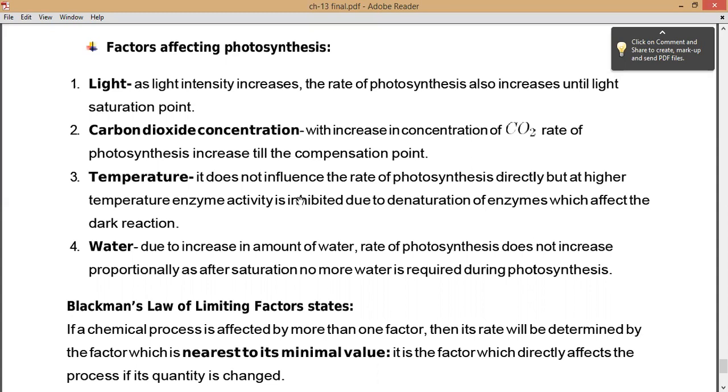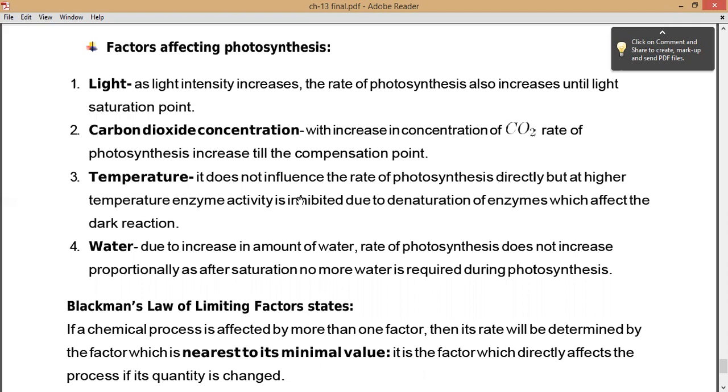So here also, if an increased amount of carbon dioxide is present, then more photosynthesis occurs. But if a lower concentration of carbon dioxide is present, then less photosynthesis will take place, right? And some fluctuations will be observed upon scarcity of carbon dioxide, right? So this is about the second factor, carbon dioxide concentration, right?